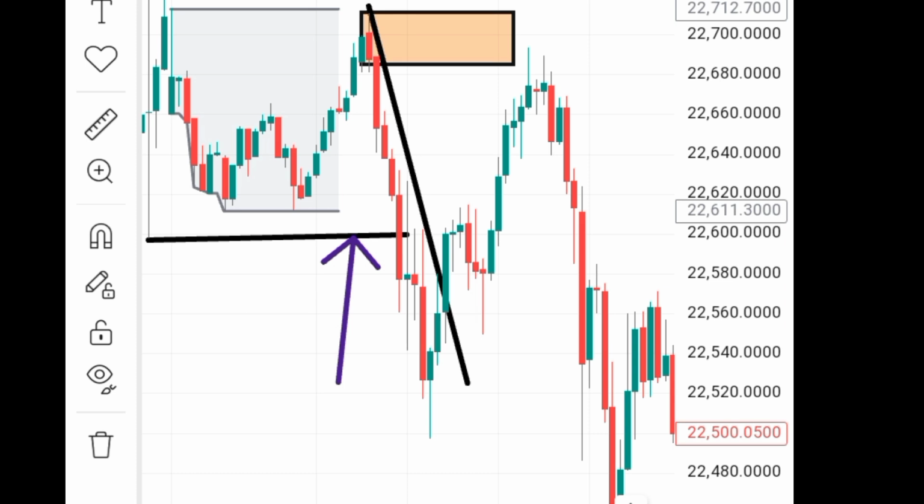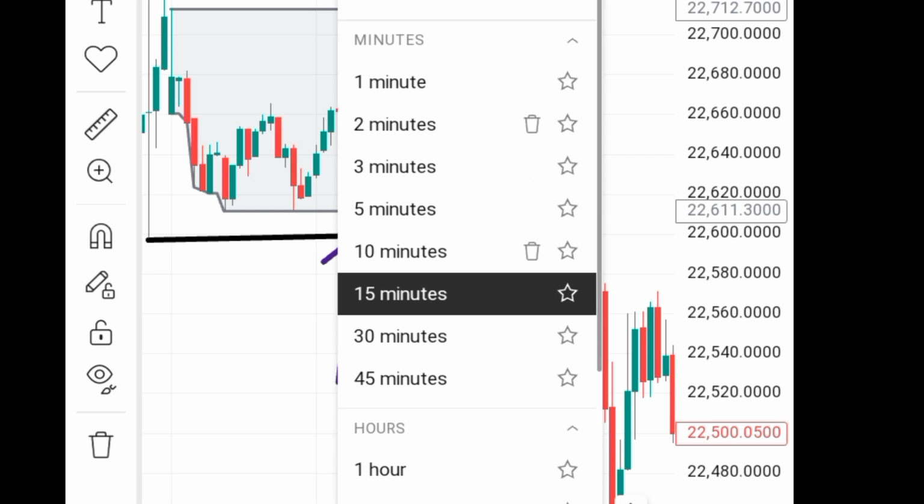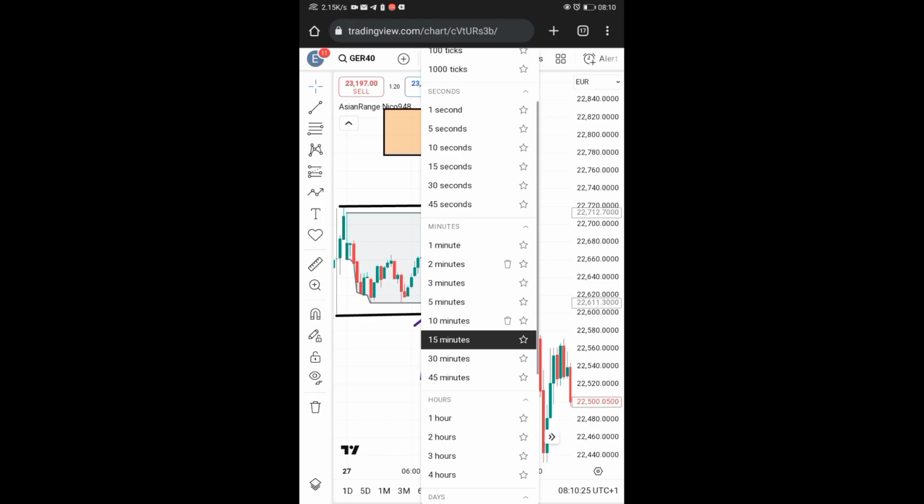I'm going to be waiting for the London session to open, or New York. So once these two sessions open, I'm going to my 1 minute chart and wait for the market to come into that zone for me to take a trade to the downside.